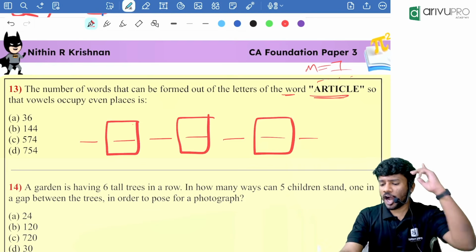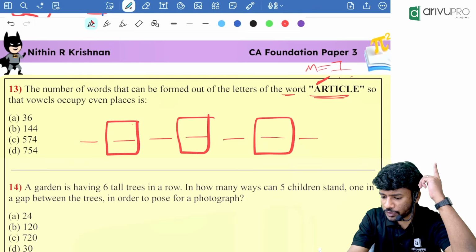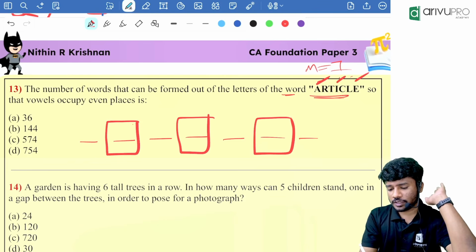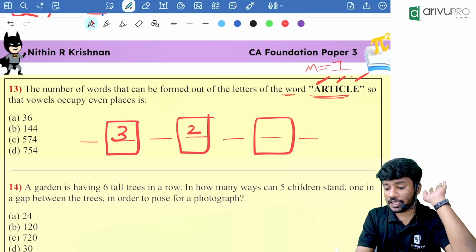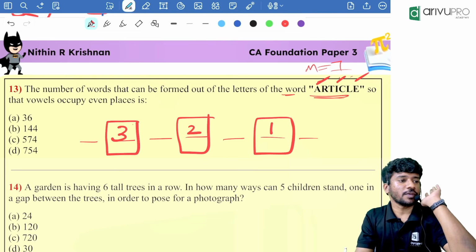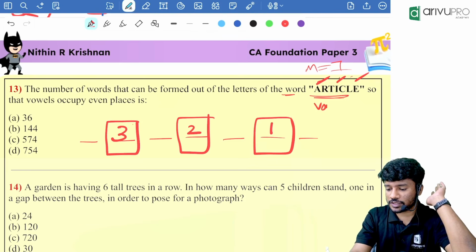Now people, how many vowels? 1, 2, 3 vowels are there. So vowels can sit over here. Then if one person has already sat, how many are remaining? 2 are remaining. Then 1 is remaining. So in total, how many vowels are there, people? Vowels are equal to 3.